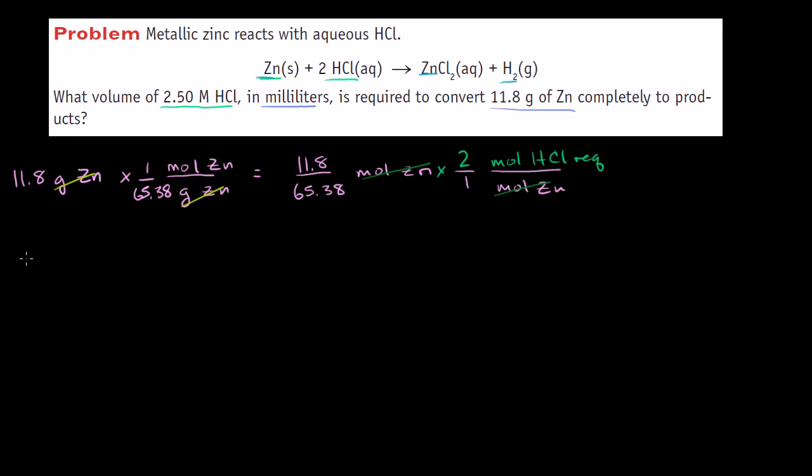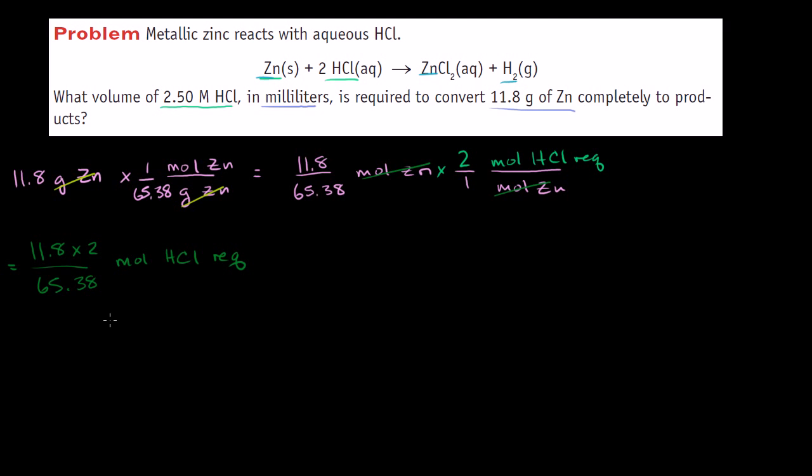And what does this give us? This gives us, and I'm not even going to do the math, 11.8 times 2 over 65.38. And then we're left with moles of hydrochloric acid, HCl, required.